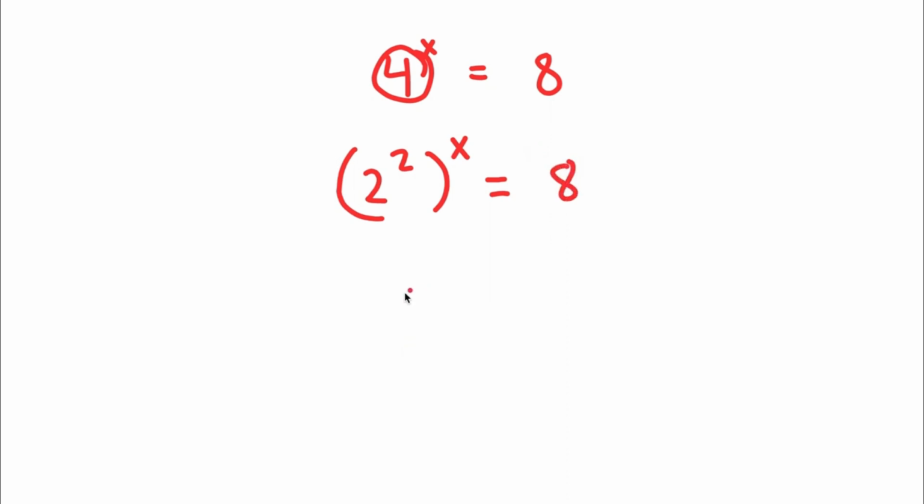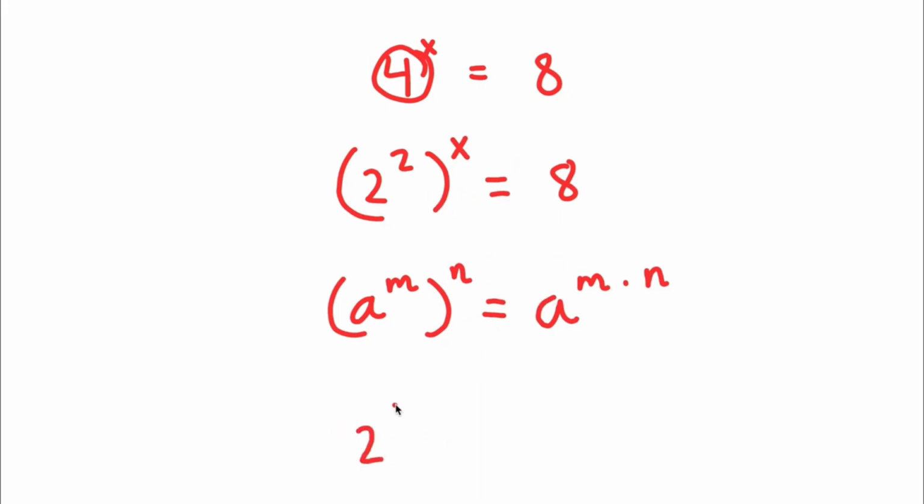Now, if I have something in the form a to the power of m to the power of n, this is equal to a to the power of m times n. So 2 to the power of 2 to the power of x, that's going to equal 2 to the power of 2 times x, which is simply 2 to the power of 2x. So now I have 2 to the power of 2x is equal to 8.